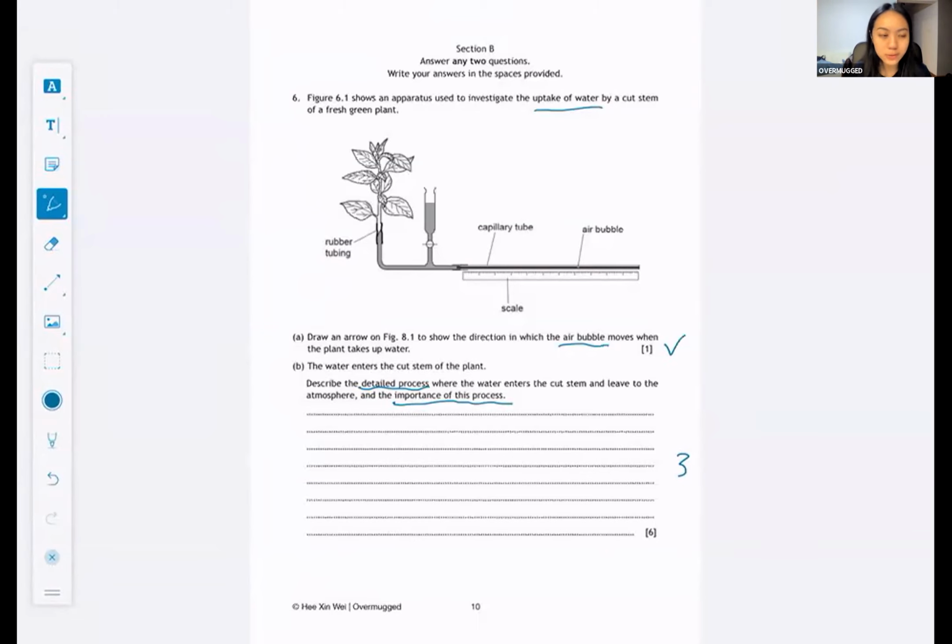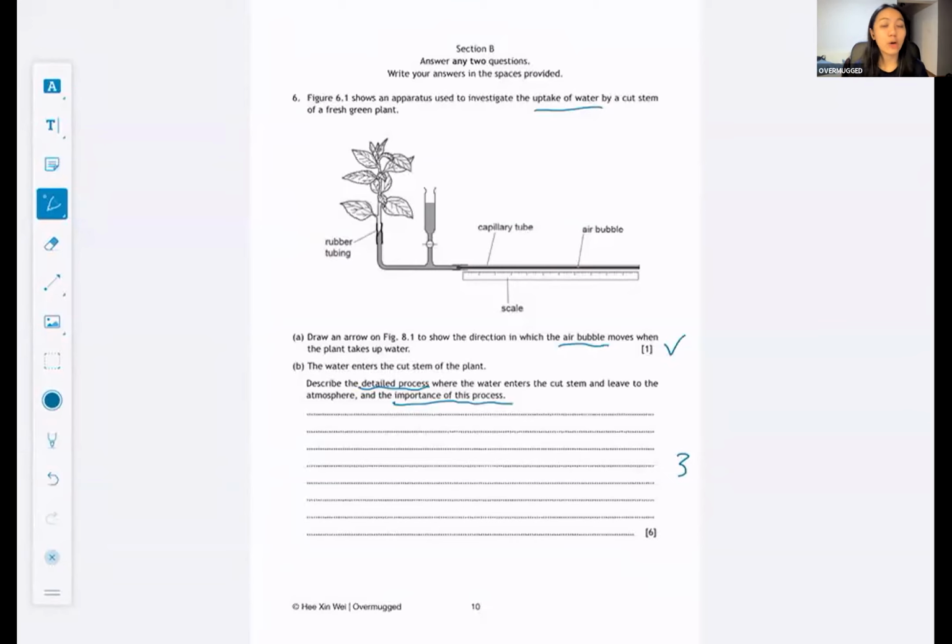And it's the transpiration process, basically how water moves, how the water enters the cut stem, how water eventually enters the leaf, and then how water actually leaves the leaf. Of course, not only in the form of water, it becomes water vapor as well. So the answer is there, so I won't go into the details.